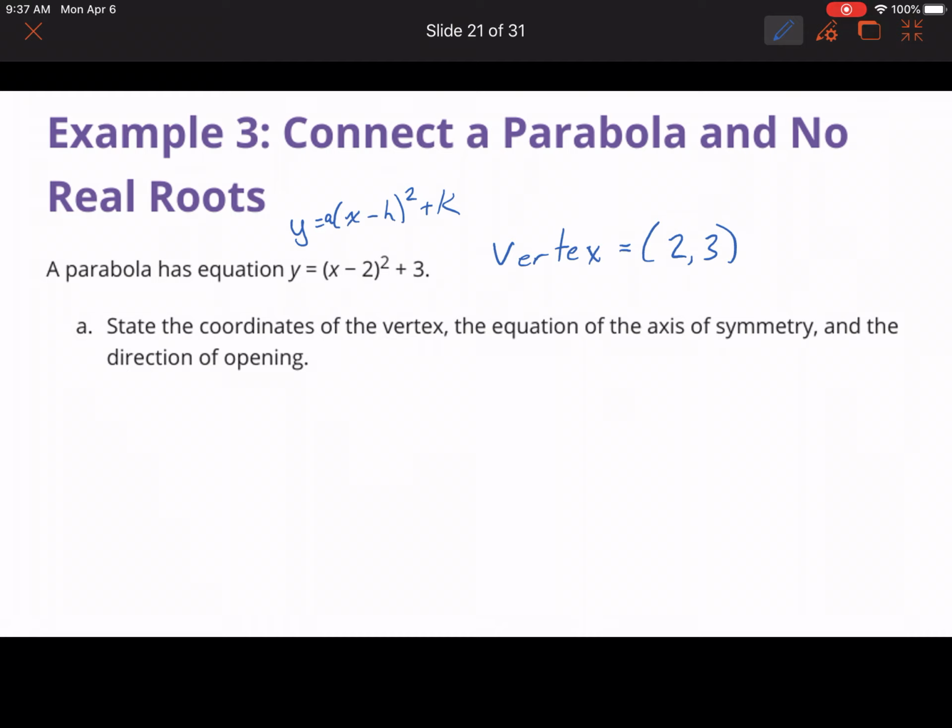The equation of the axis of symmetry. Well, an axis of symmetry is always the x-coordinate of our vertex. So our axis of symmetry is x equals 2. So it is an equation, x equals 2. And the direction of the opening, we know that because there is a positive a, the a is just 1. So we know that it opens up.